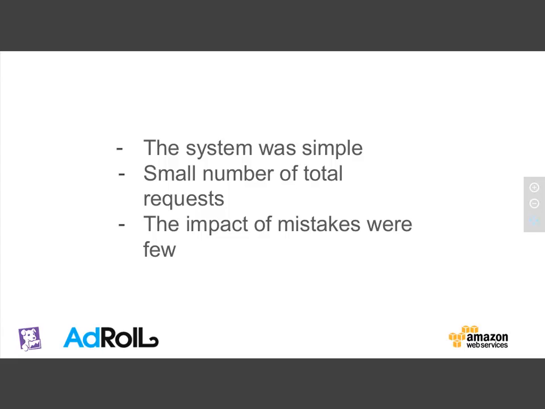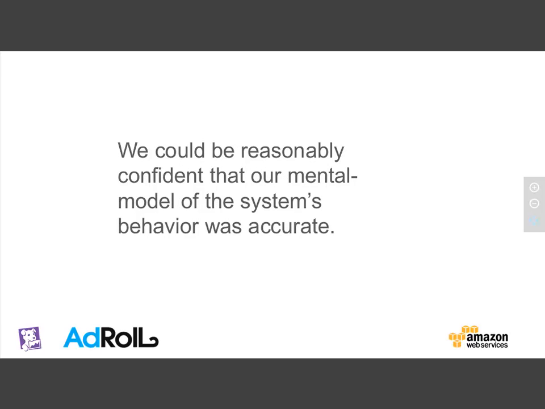And the impact of mistakes were few. So at that time, when we could still rely on our intuition, if we went offline for a few minutes, it was tens of dollars lost, a relatively low impact. We could be reasonably confident that our mental model of the system's behavior was accurate. We could sit down together and think real hard and have a decent chance of figuring out what was going to happen.